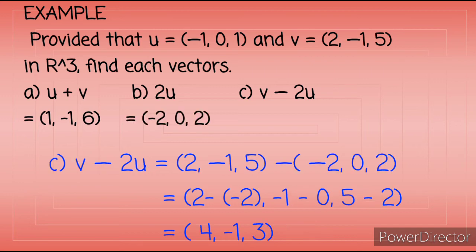Next is letter C, v minus 2u. Using the answer in letter B, we can substitute 2u is equal to negative 2, 0, and 2. Then v minus 2u is equal to 2, negative 1, 5, minus negative 2, 0, and 2. Subtract the corresponding components, it becomes 2 minus negative 2, negative 1 minus 0, and 5 minus 2, which is equal to 4, negative 1, and 3.